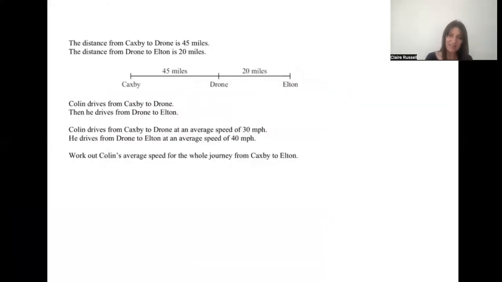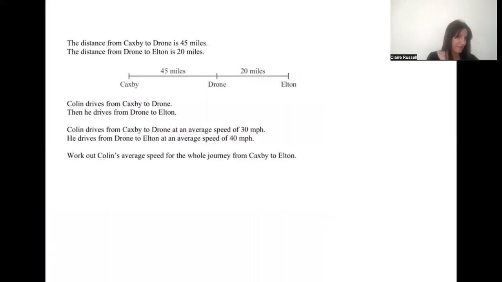Okay, next question. It looks and feels very similar to one we did recently. Thought it was sensible to see it again so that you could practice it. So hit pause and press play when you're ready.